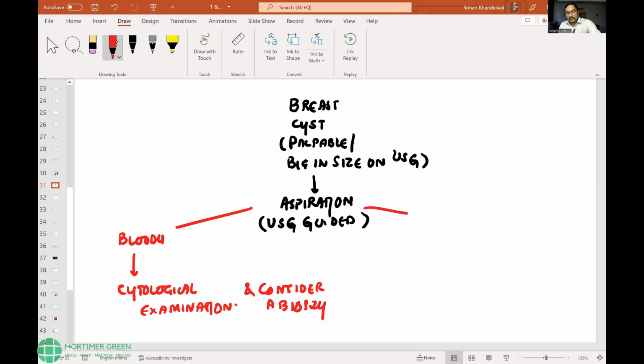Also, if it is a residual cyst, that means one which has not been completely aspirated and there is a solid component which is left, then also we need to do a biopsy. Then also we need to carry out those biopsies in these patients. So these are points which you need to remember.